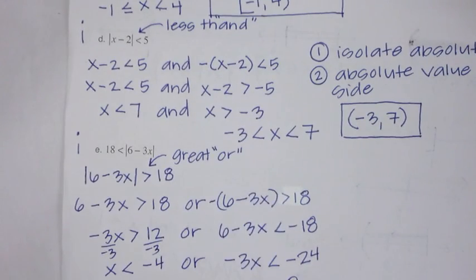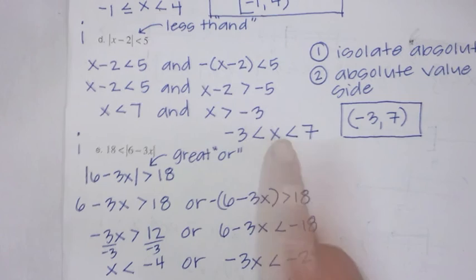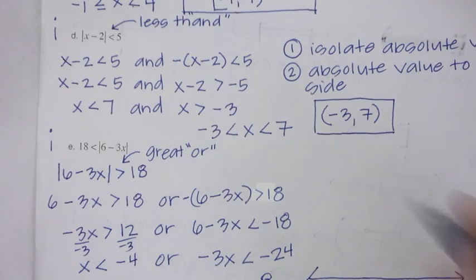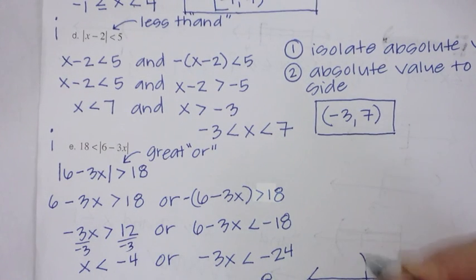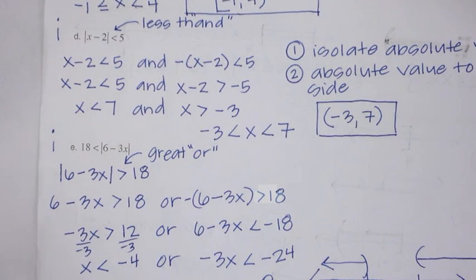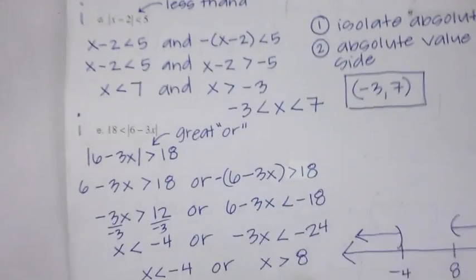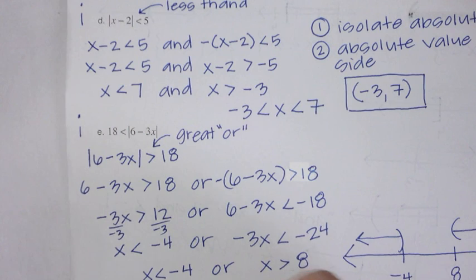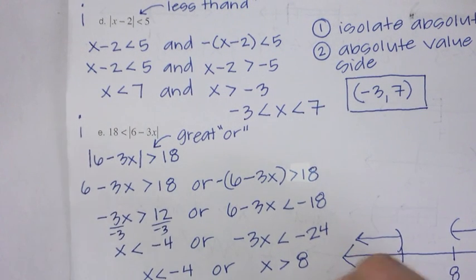Because it's an or problem, I can't combine it into one statement, but I can use interval notation. So just as a friendly reminder, this right here says x is less than negative 4, or x is greater than 8. Not the best spacing on that right there. But what that lets me know is that I have two intervals. So negative infinity to negative 4, or 8 to infinity.